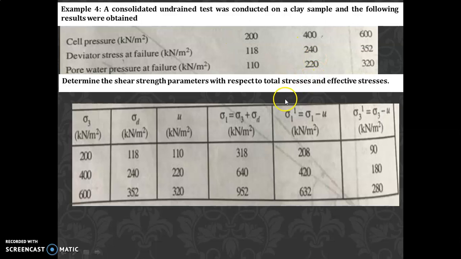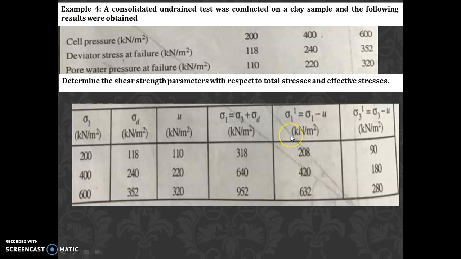After that, you have to calculate the effective stresses. Effective stress means you have to deduct the pore water pressure from the total stress. We have sigma 1, that is 318. Deduct the pore water pressure, which is given here. So 318 minus 110 is 208. Next case, 640 minus 220, that is 420. Next case is 952 minus pore water pressure 320, you get 632.